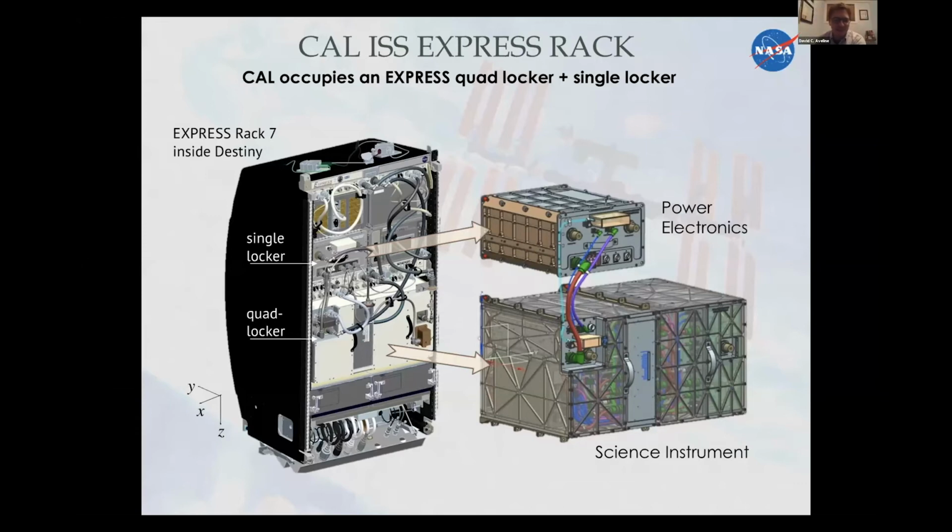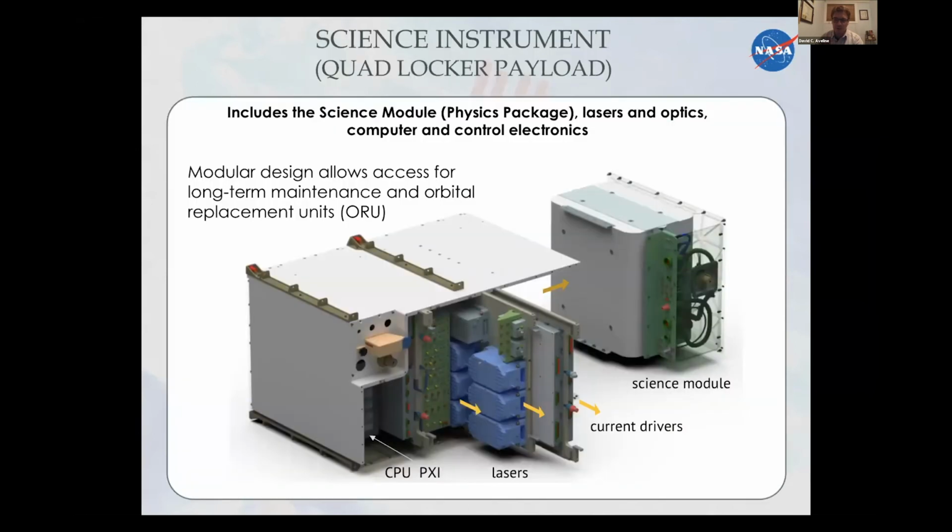Okay, so in particular, there's this express rack. This is, of course, just a CAD rendering. But we're occupying 5 lockers. We're taking up a quad locker, which is a set of 4, and that's our main science instrument. We also have a 5th locker that's holding most of our power electronics, but it also holds some other components, including some optical.